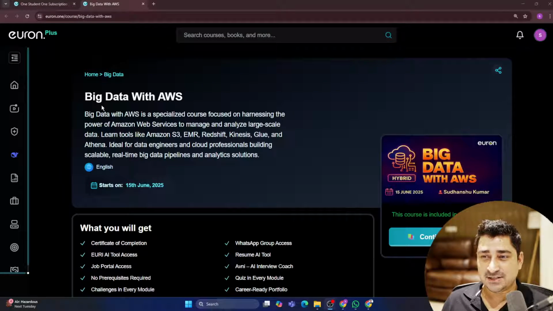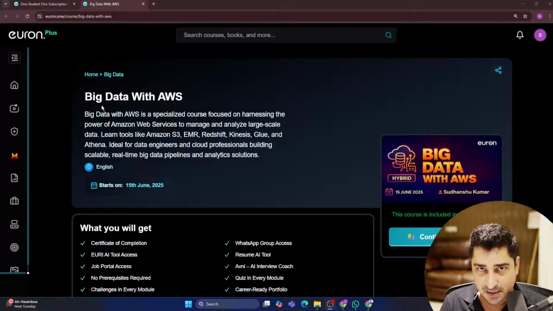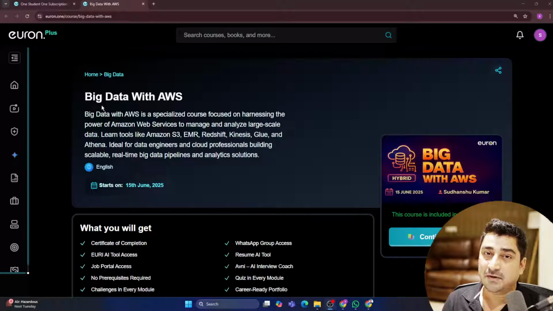So today I'm going to talk about a new series called Big Data with AWS. We have already created four different big data series. One is the core, which is called Big Data Masters. One is Big Data with Azure. One is Big Data with AWS, this one. And another one is Big Data with Databricks.